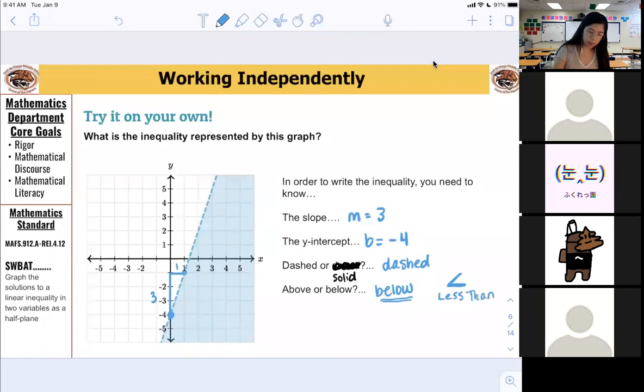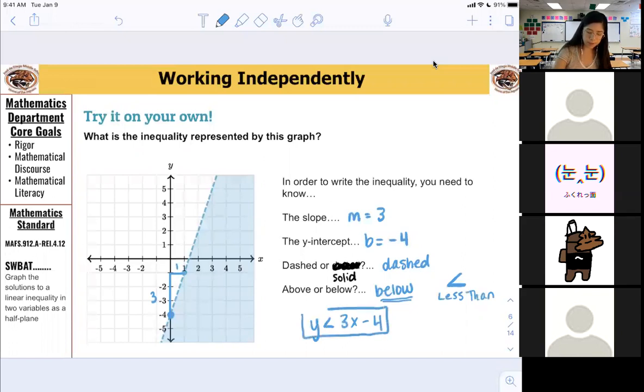Alrighty, so now I put it all together. So instead of writing y equals 3x minus 4, I'm going to write y is less than 3x minus 4. I just take the slope and the y-intercept.